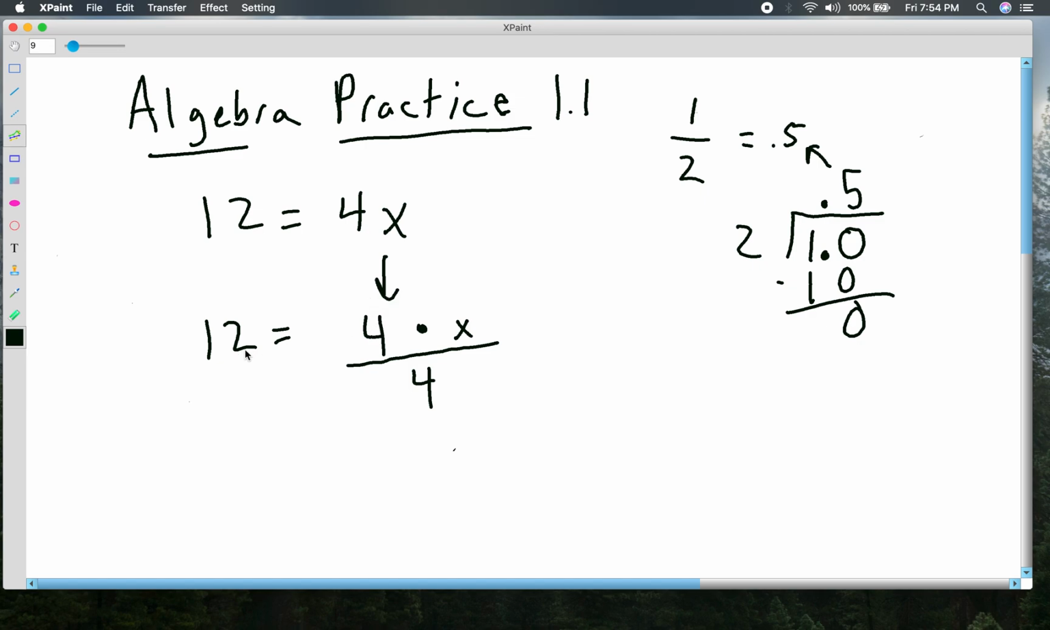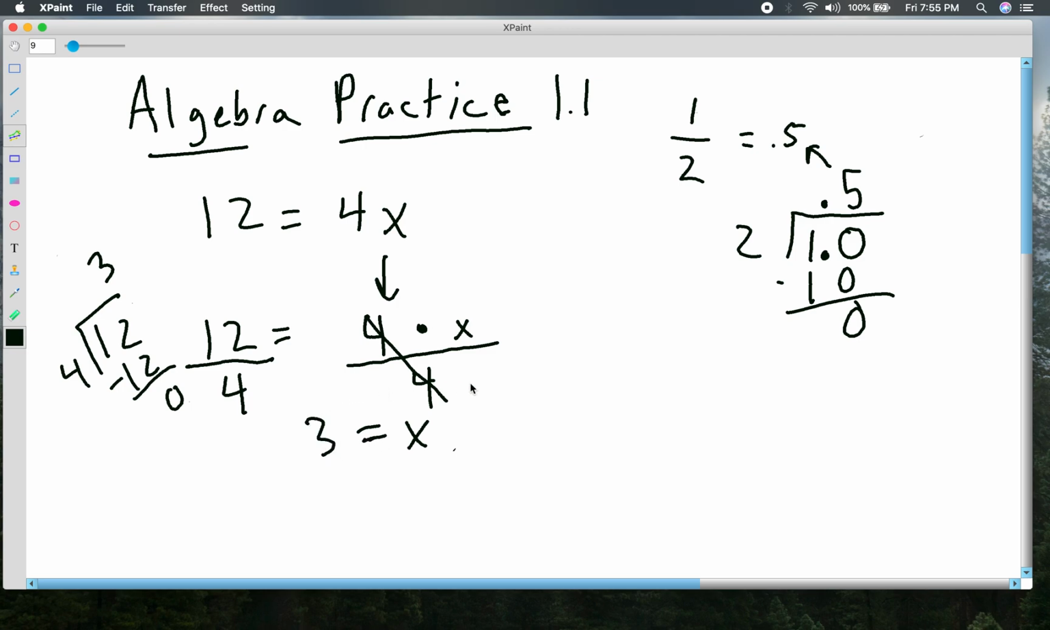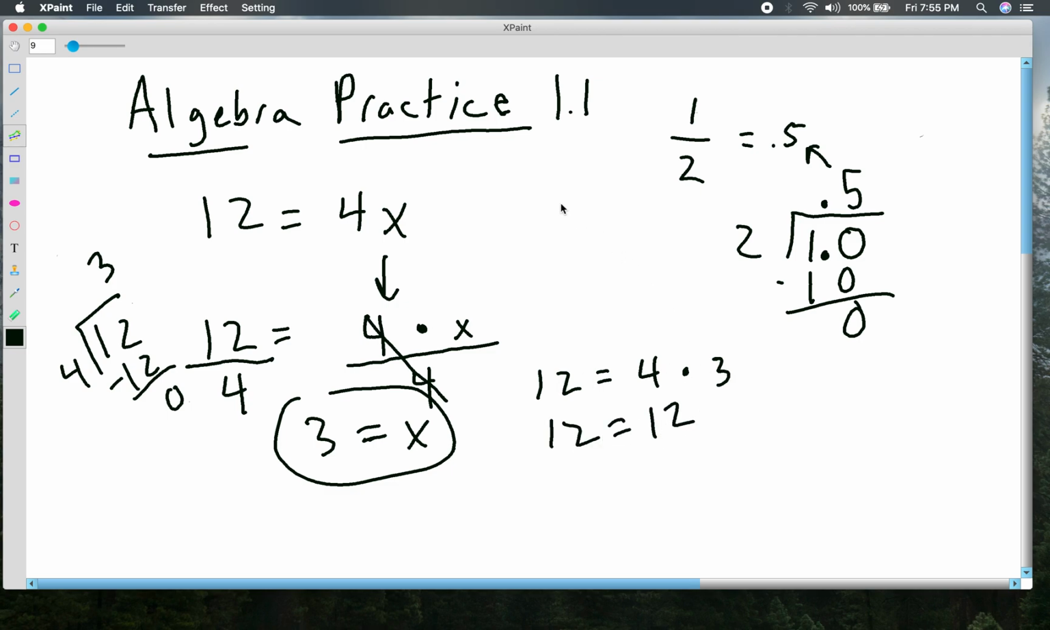So I'm going to take 4 divided by 4 and 12 divided by 4. Cancel that out. X equals 12 divided by 4. Does 4 go into 1? No. Does 4 go into 12? Yes, it goes 3 times with no remainder. Nice and crispy, x equals 3. Don't take my word for it, though. 12 equals 4 times 3 if we have 3 equal to x. So x is 3. Plug in 3 for x. We get 12 equals 4 times 3. 12 equals 12. So that works.